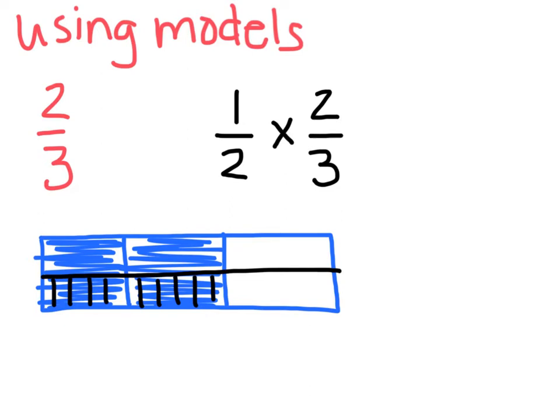To solve Margie's problem, we'll simply count. How many parts have stripes? 1, 2. And how many parts do we have total? 1, 2, 3, 4, 5, 6. So 2/6, or in simplest form, 1/3. 1/3 of Margie's rectangle has stripes.